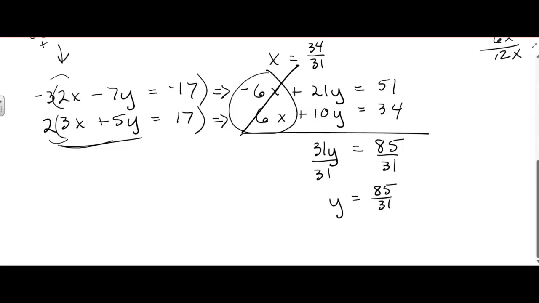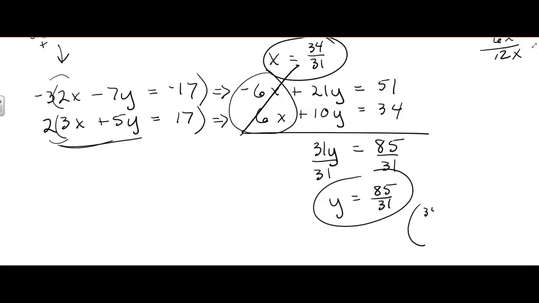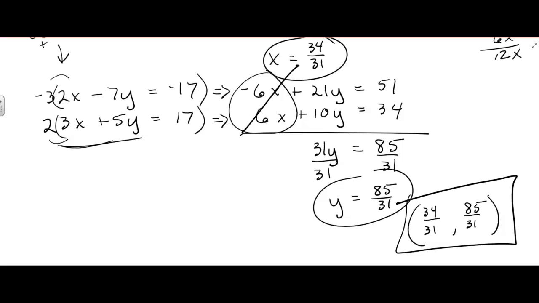Okay, so we have x up here and we have y. We're going to write it as an ordered pair. So it's 34 over 31, comma, 85 over 31. So we're kind of used to integer answers, but not this time. There are these crazy fractions, and that's what the answer is. So we just have to say when we do it in MyLab and we get the little green check, we'll just be happy and excited.